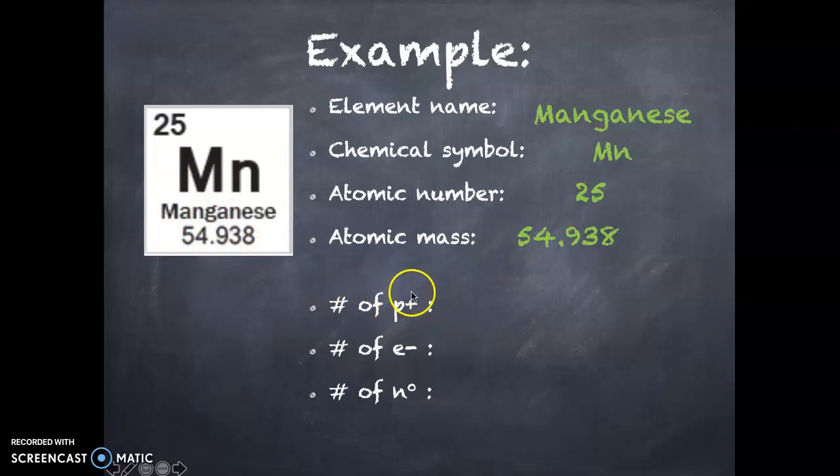Now from here, we can also determine our protons, electrons, and neutrons. Protons is the same as the atomic number, so that's going to be 25. Since this is an atom and it is electrically neutral, if there are 25 protons, there's also going to be 25 electrons. And finally, to find the number of neutrons, we're going to take our rounded atomic mass, subtract our atomic number, and that will give us the number of neutrons. So we have 55, because 54.938 would round to 55, minus my atomic number of 25, giving me a total of 30 neutrons.